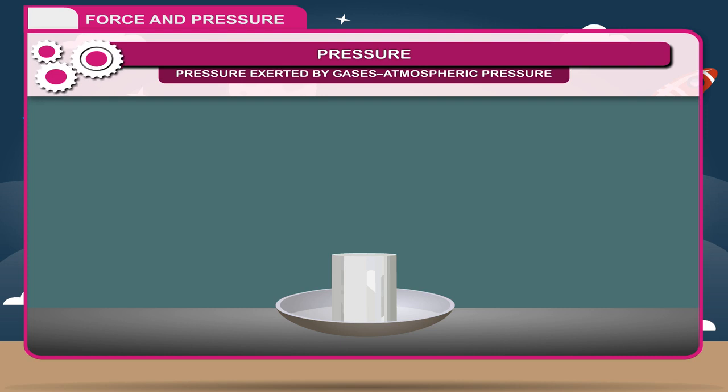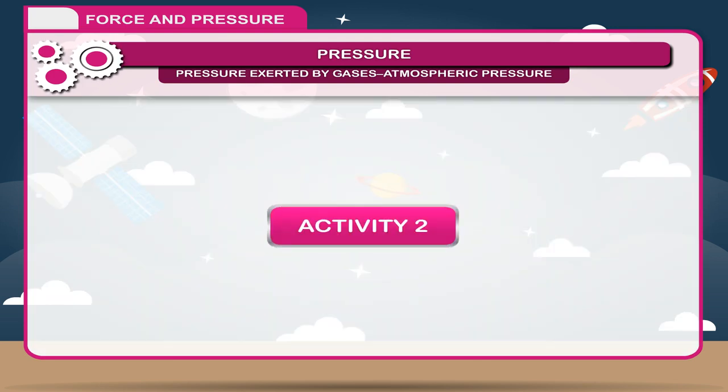The remaining steam will condense into water and partial vacuum will be created inside the can. Due to high atmospheric pressure outside, the can will crush. This shows that the air exerts pressure.